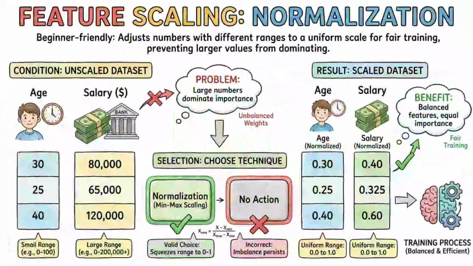Another absolutely critical step in feature engineering is feature scaling, which guarantees all your numbers play nicely together during the training process. Imagine a dataset containing a person's age, which might be 30, and their yearly financial salary, which might be 80,000. Because the salary number is so physically large, the machine learning algorithm will accidentally assume it is completely dominant and a million times more important than the person's age. To fix this dangerous imbalance, we use a technique called normalization to mathematically squeeze all our varying numbers down into a tiny, uniform range perfectly between 0 and 1.